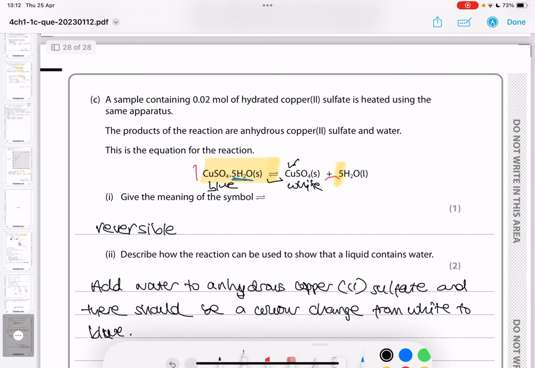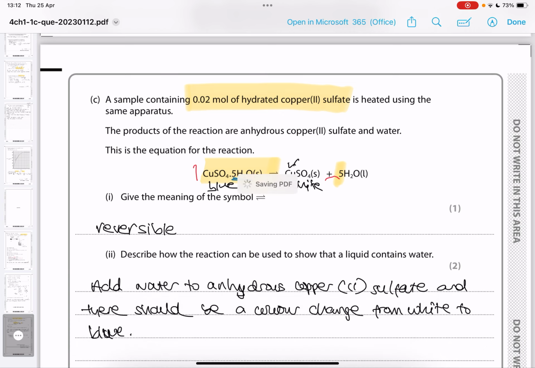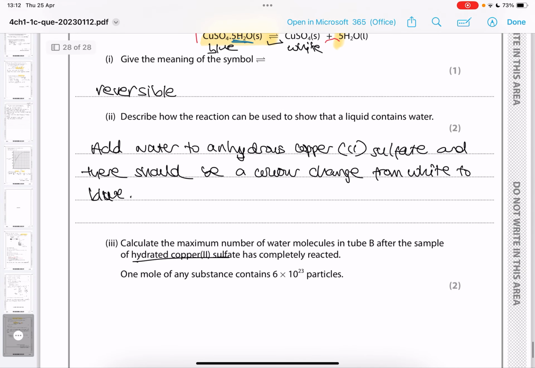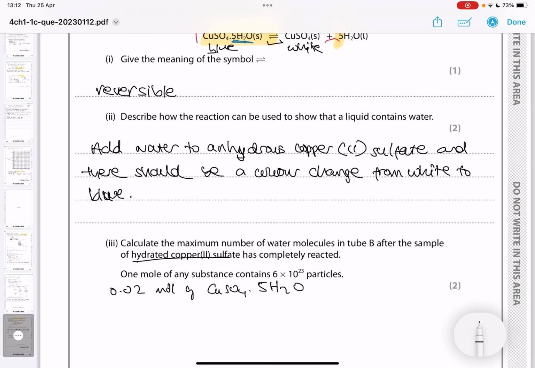So it tells us at the beginning of the question here, there's 0.02 moles of hydrated copper 2 sulfate that's being heated. Now, if there's 0.02 moles of hydrated copper 2 sulfate, the moles of water is going to be 0.02 times 5 because the molar ratio is 1 to 5. And that's going to give you 0.1. So 0.1 moles of water form.